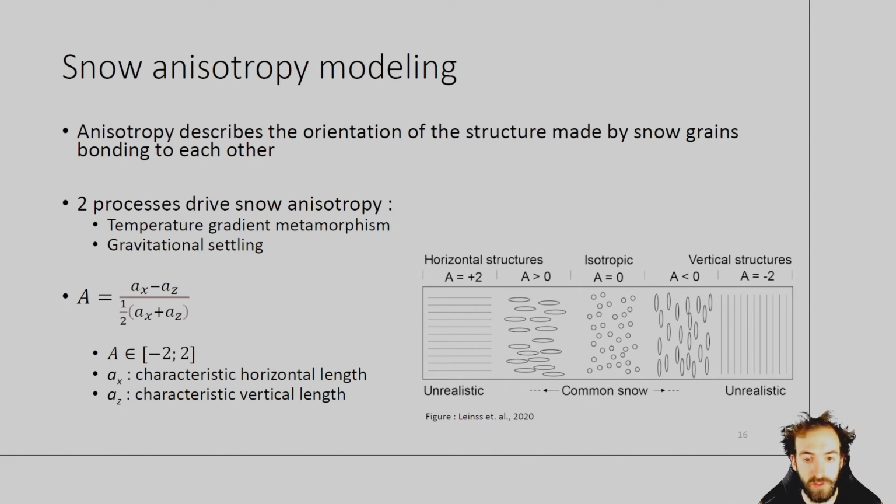Anisotropy ranges between -2 and +2, -2 being unrealistic vertical structures, and +2 being unrealistic horizontal structures. When the anisotropy is equal to 0, the snow is perfectly isotropic.